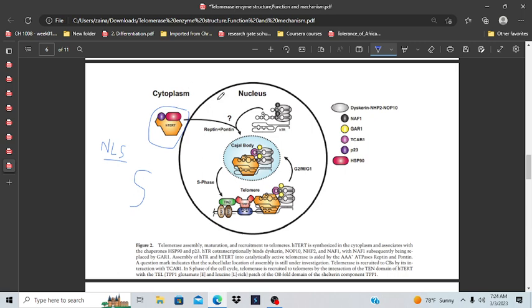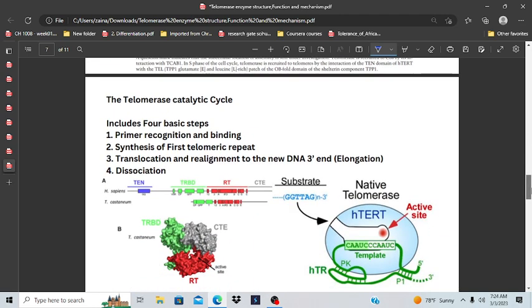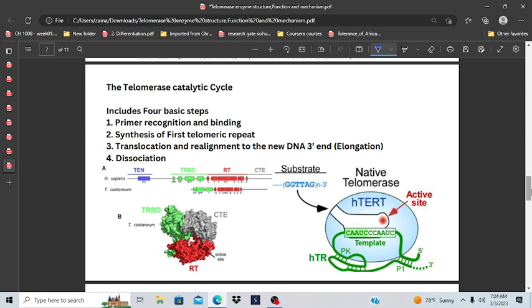So at this position, it's getting replicated and it binds with HTR, and there are some other proteins, reptin and pontin, which are important in the assembly of telomerase. So I hope you can see here now that the HTR and the HTERT are both combined. If we take a look at the telomerase catalytic cycle, there are actually four steps. The first one is primer recognition and binding, then synthesis of the first telomeric repeat, translocation and realignment to the new 3' end of the DNA strand, and the dissociation.